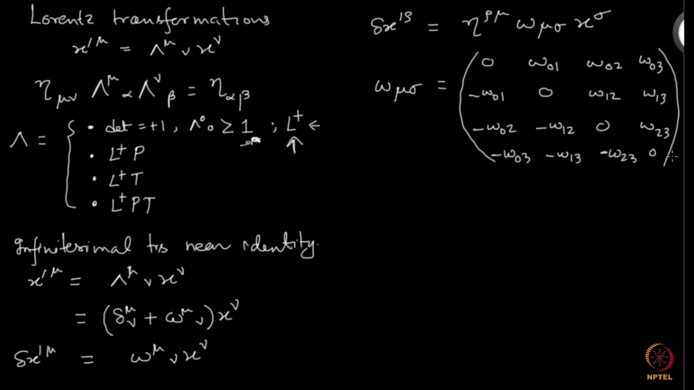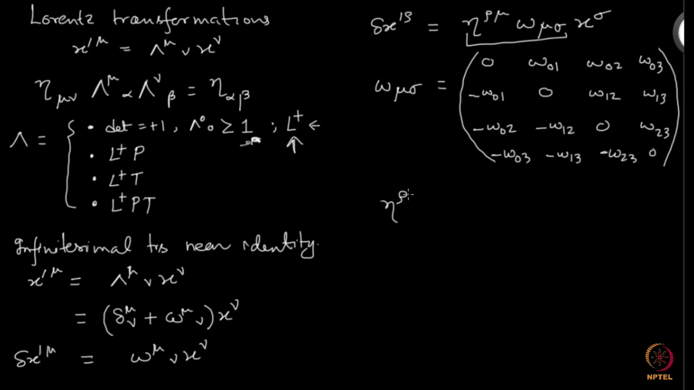So, that is what it looks like. But you see, we have to know what is omega mu nu with mu up and mu down, not the omega with both the indices down. But that is easy, we can find that out.